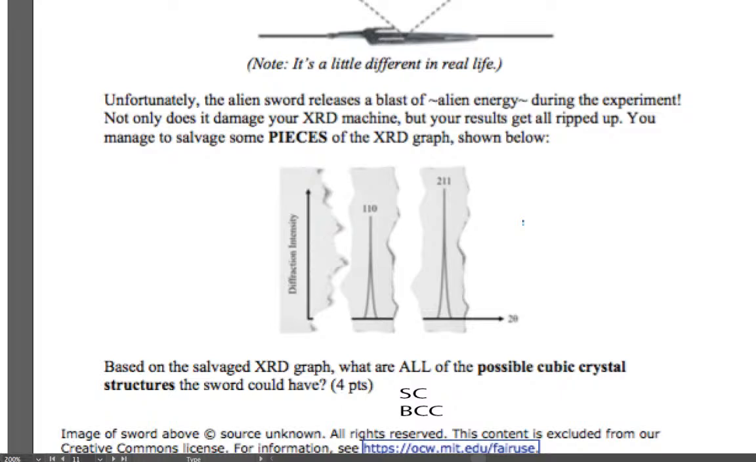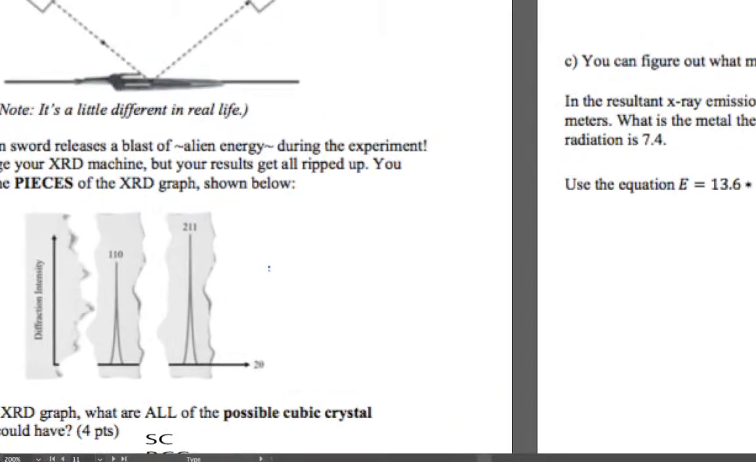Third thing, FCC. It couldn't possibly be FCC, because for FCC, all of them must be even or all of them must be odd. But for this one, there are some even and some odd. So this is not possible. So those are the two things.